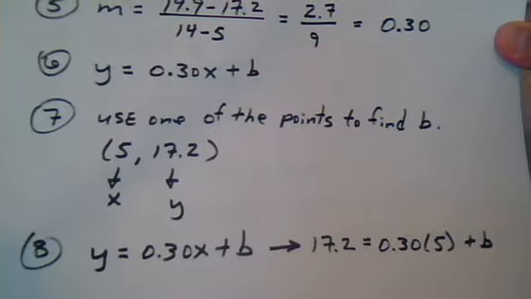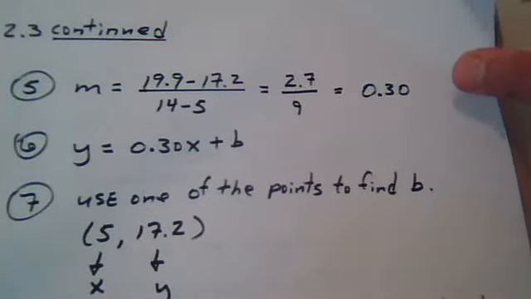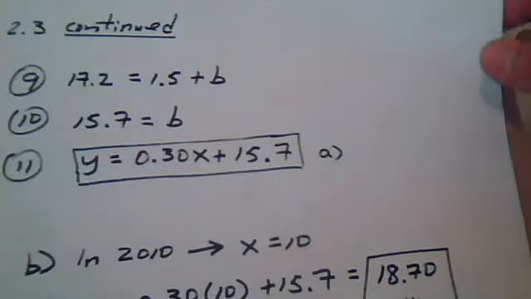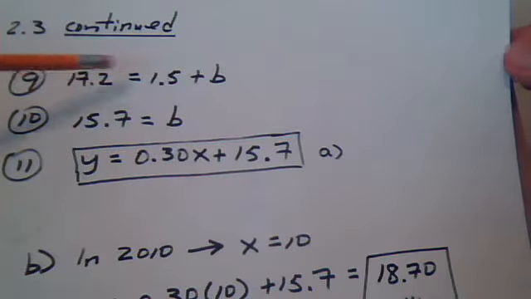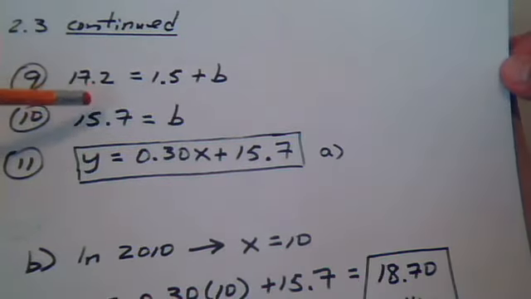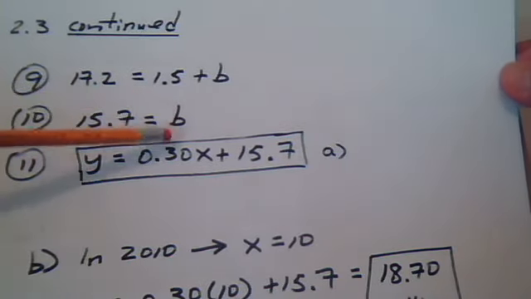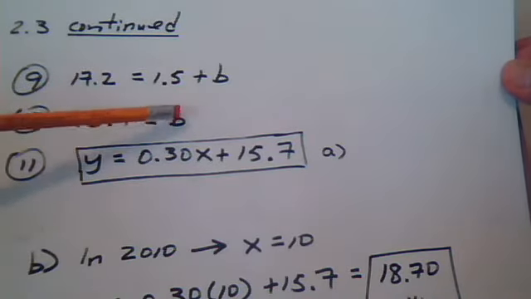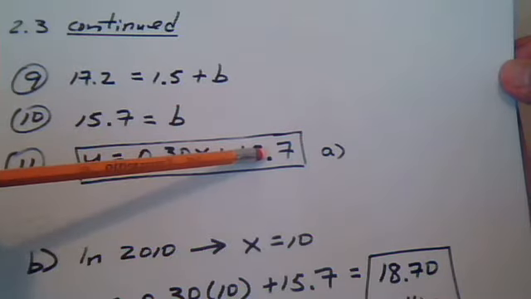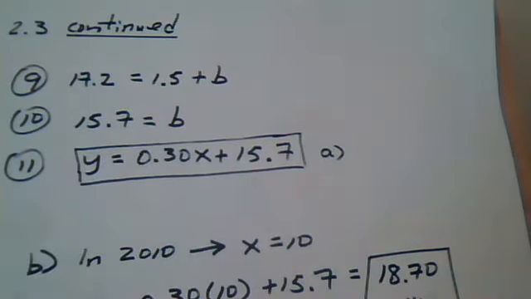We do that substitution. Simplify to find your b. So now we have this, simplify, and we find the b. So we had found the m, and it went here. Now we know the b, and it goes here. So this is the line that represents the data that they gave us.